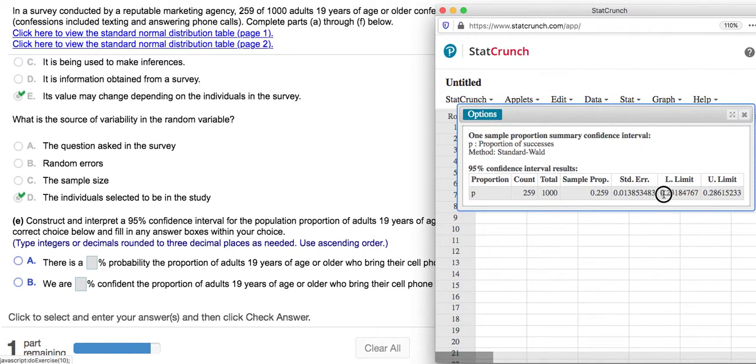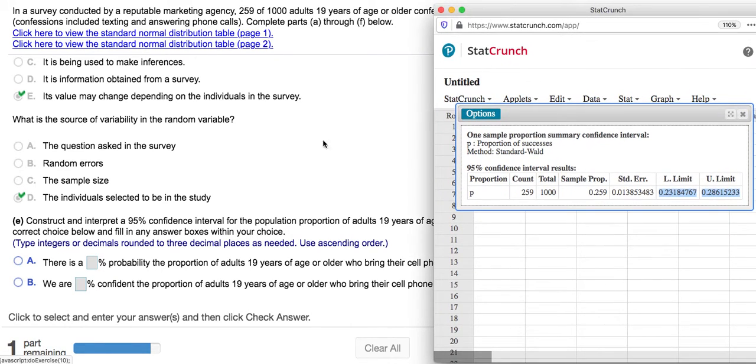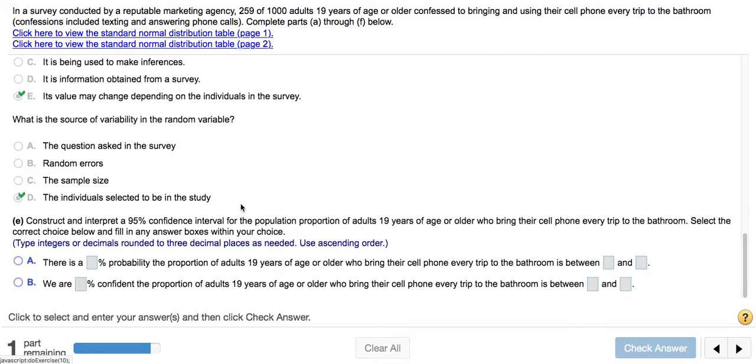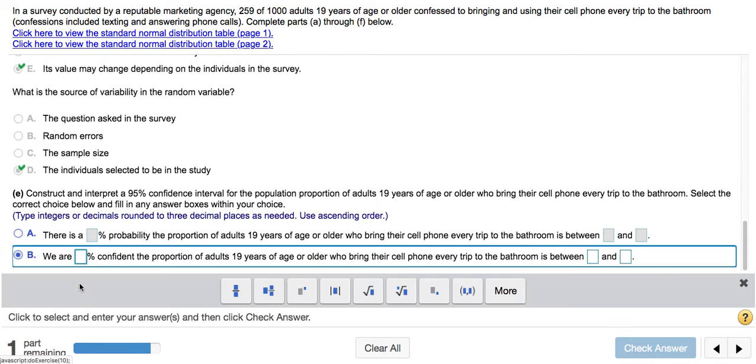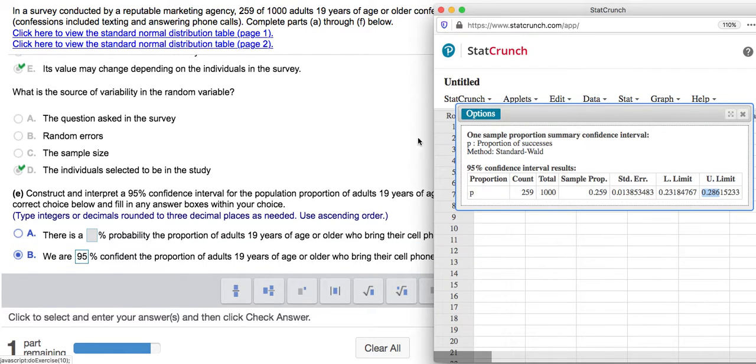and here we have a lower and upper limit. So what I'll do is enter in these values in here. If I round to 3 decimal places, my lower limit is 0.232, and my upper limit is 0.286. Option B seems to make the most sense here. We are 95% confident that the actual proportion falls within the interval that we got from StatCrunch. That was 0.232, and the upper limit was 0.286.